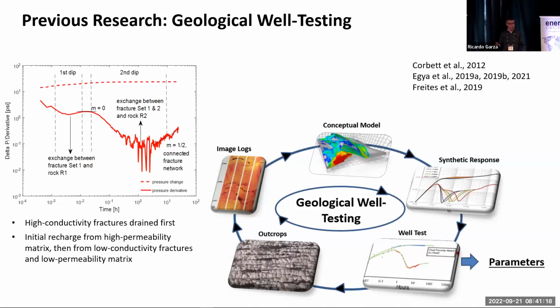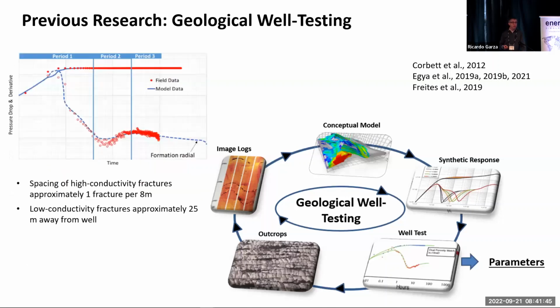So this well test that we reinterpreted for an operator, what we could demonstrate is that high conductivity fractures in the subsurface are drained first. Then you have an initial recharge from a high permeability rock matrix. And then later on, there's a second fracture network with lower conductivity fractures and a lower permeability matrix that provides additional recharge of the fractures that are depleted first.